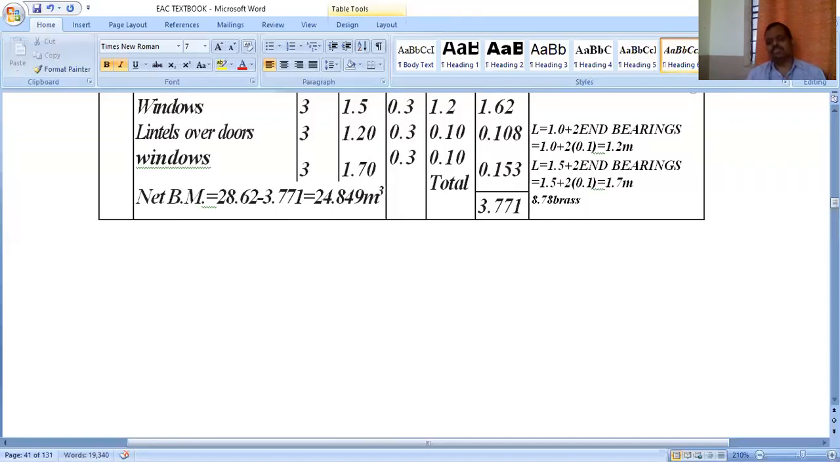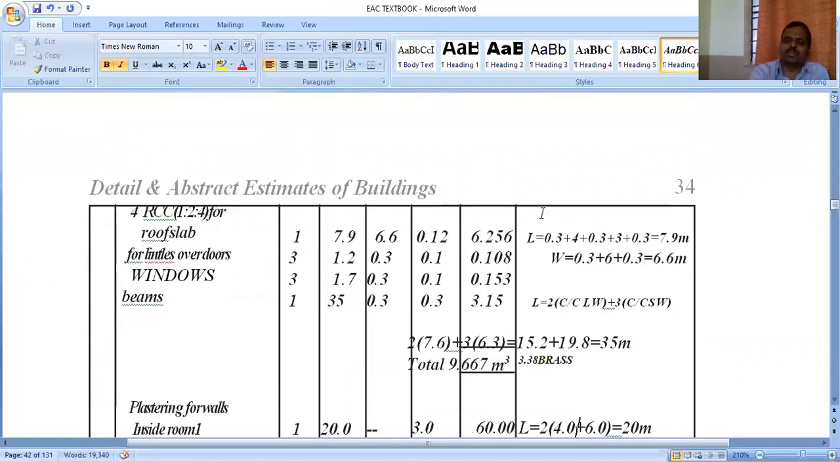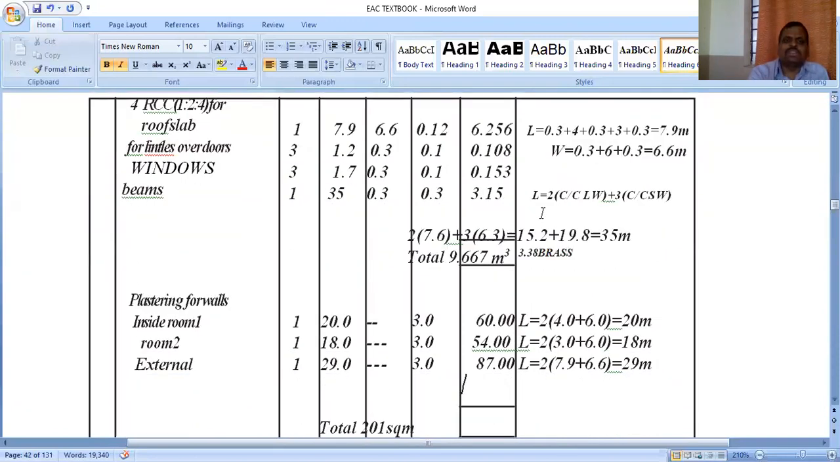In this way, by using very simple steps, it is very easy for us to calculate the brickwork with deduction for the walls, that is the lintels, doors as well as windows. Now the next quantity which we are going to see is the quantity of slab.